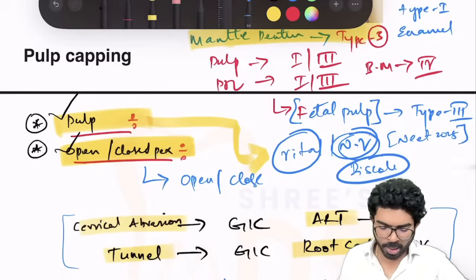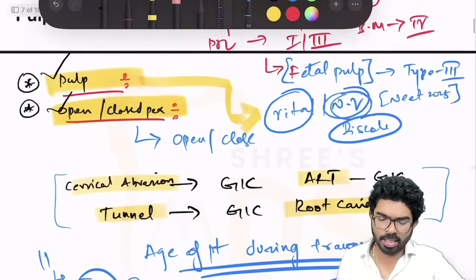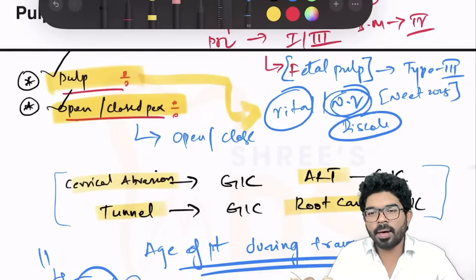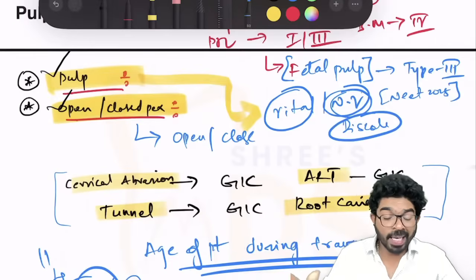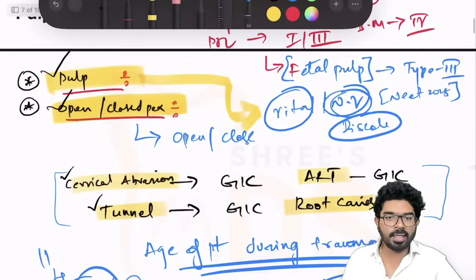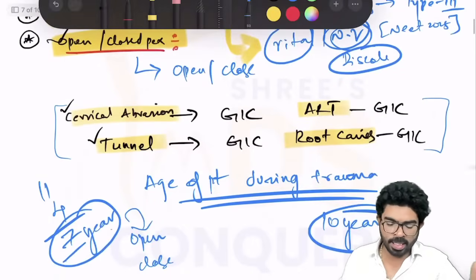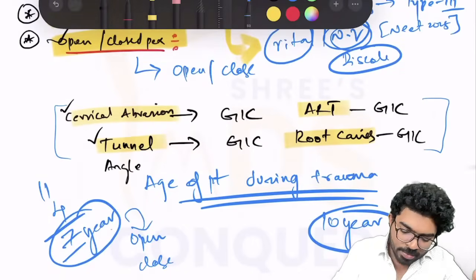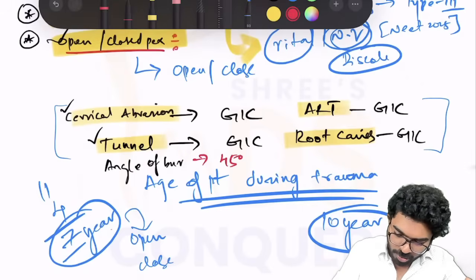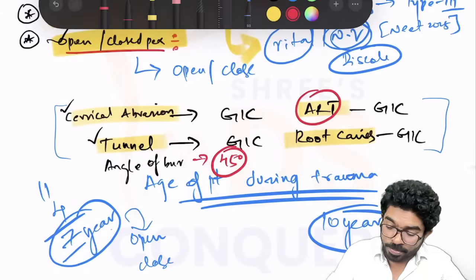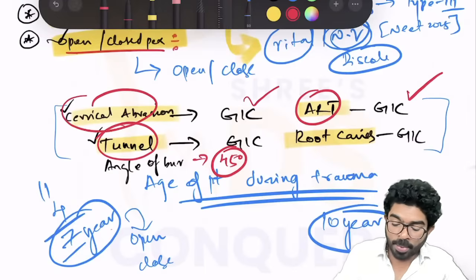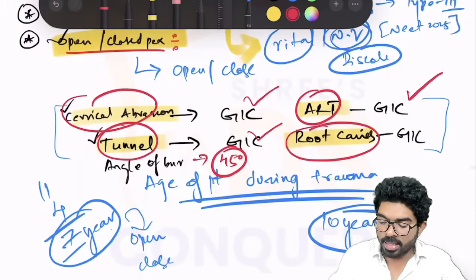We'll try to address a few important areas. Apart from this, there are areas where you have restorations of choice. For example, cervical abrasion: the restoration of choice is GIC. The restoration done in tunnel preparation in operative dentistry is GIC. The angle of the bur during tunnel preparation is 45 degrees. ART, GIC. Cervical abrasion, GIC. Tunnel preparation, GIC. Root caries, GIC.